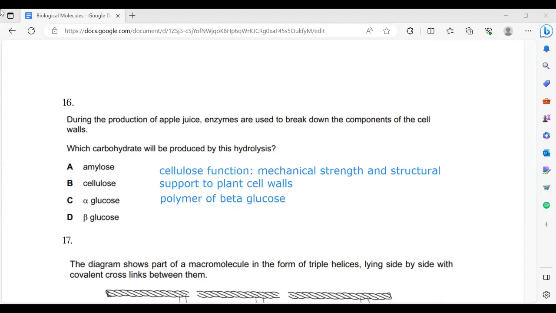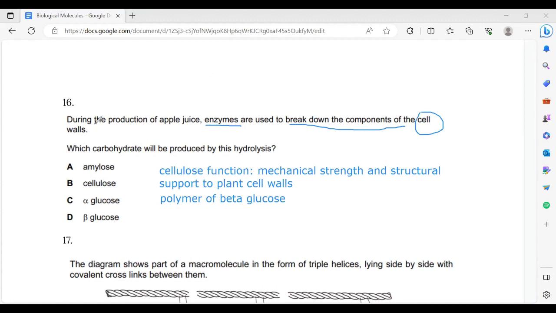And I also mentioned that cellulose is a polymer of beta-glucose. It is formed by joining many beta-glucose molecules together. So when you approach this question, you have to read through the keywords very importantly. So during the production of apple juice, enzymes break down the components of the cell wall.